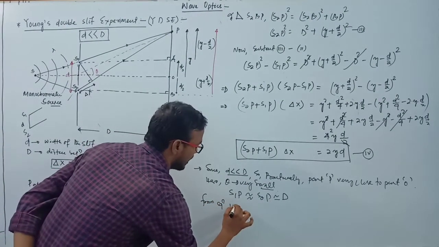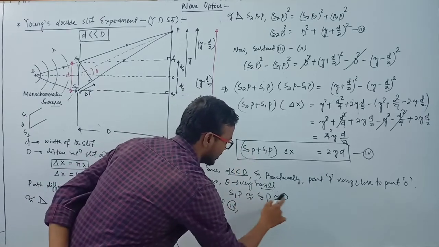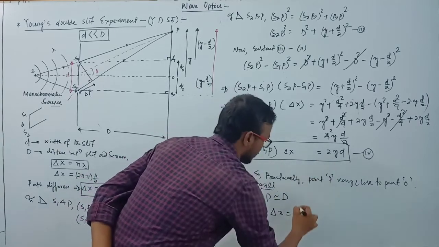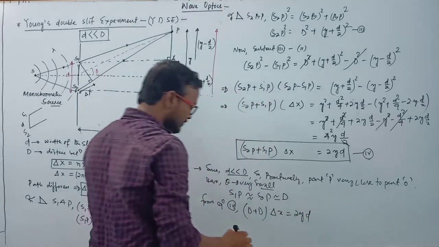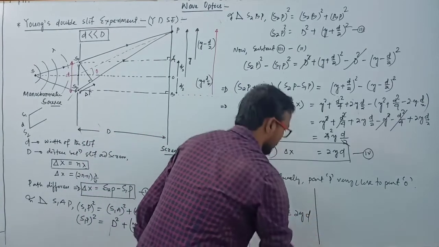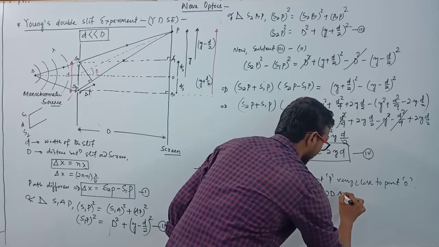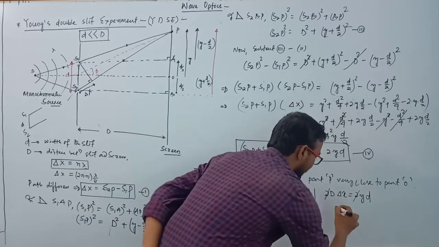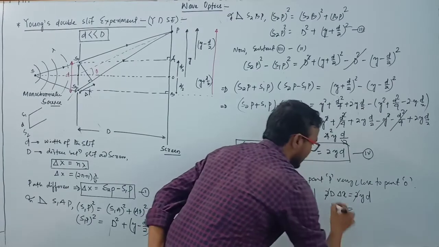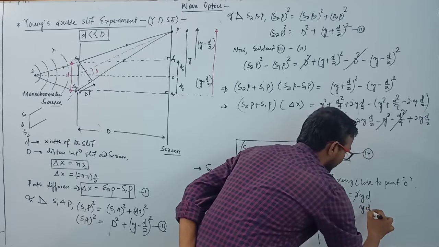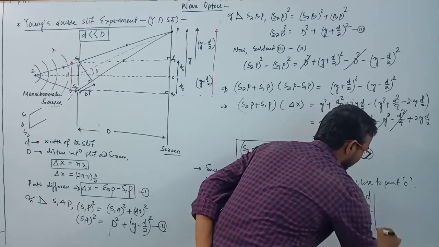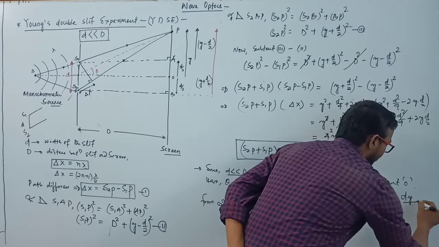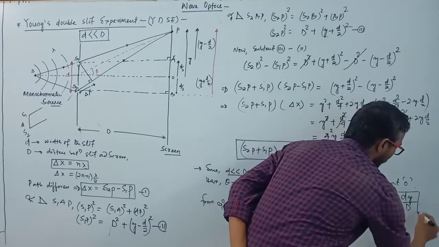From equation IV, S2P plus S1P into delta x equals 2yd, and here 2D into delta x equals 2yd. The 2 cancels, but we need delta x, the path difference, so delta x is equal to dy by capital D. So this is delta x.